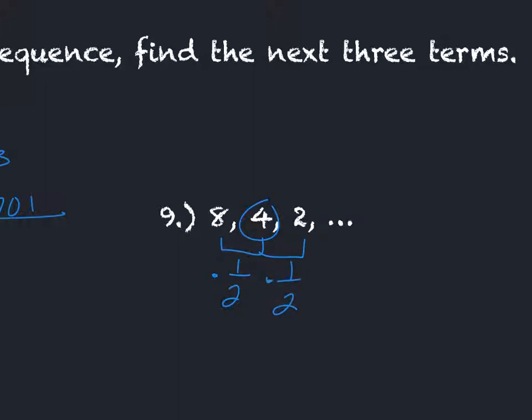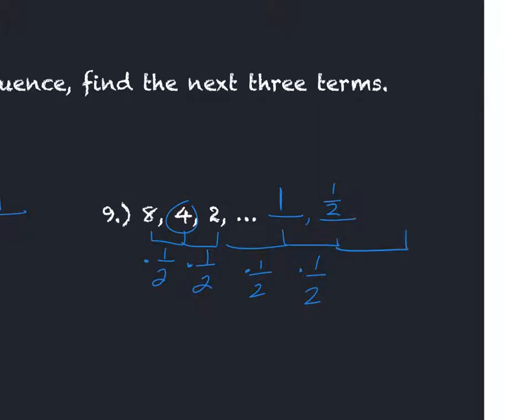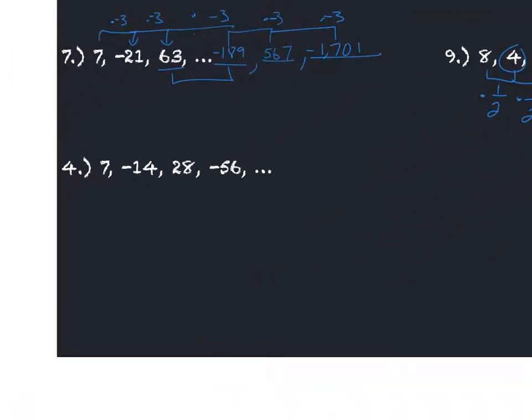All right, then you'd continue to multiply by 1/2. So your next term would be 2 times 1/2, which is 1. And then 1 times 1/2, which is going to be 1/2. And then 1/2 times 1/2, which is going to be 1/4. Those would be your next three terms of that sequence.